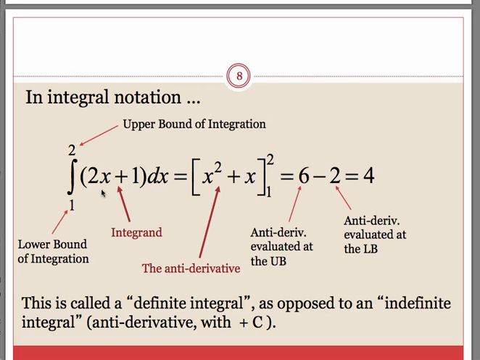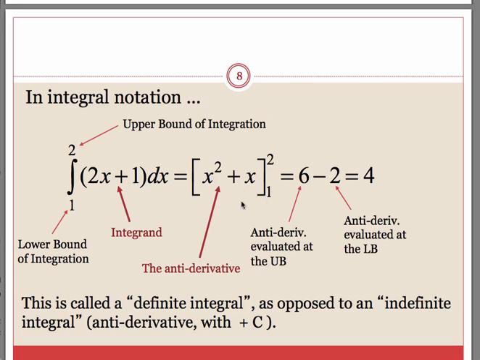Now remember when you did the antiderivative earlier, the antiderivative of 2x plus 1 was x squared plus x. There used to be a plus c here. We don't need that anymore because we know the two x values between which we want to find the area under the curve. So notice there's no plus c here. The x squared plus x, that's your antiderivative. We're going to evaluate this eventually from 1 to 2.